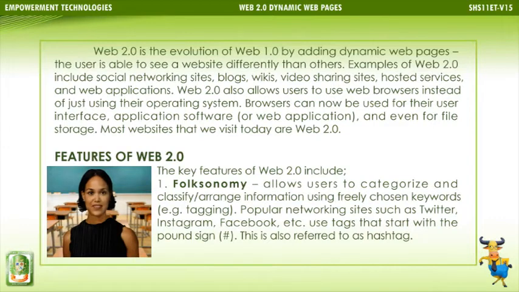Features of Web 2.0. The key features of Web 2.0 include: 1. Taxonomy allows users to categorize and classify arrange information using freely chosen keywords, for example tagging. Popular networking sites such as Twitter, Instagram, Facebook, etc. use tags that start with a pound sign. This is also referred to as hashtag.